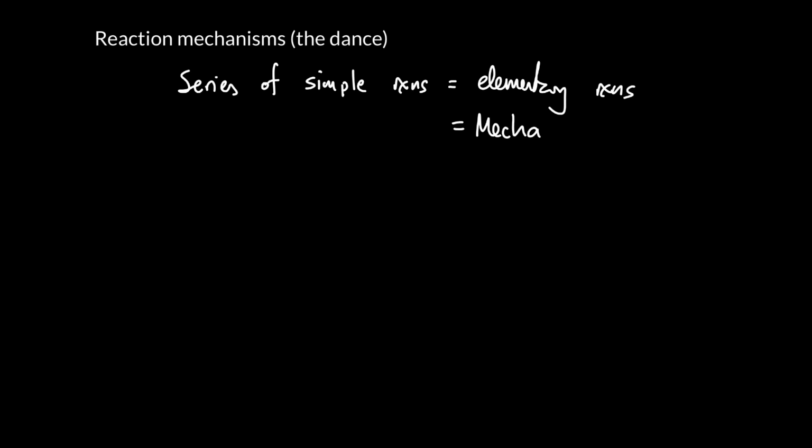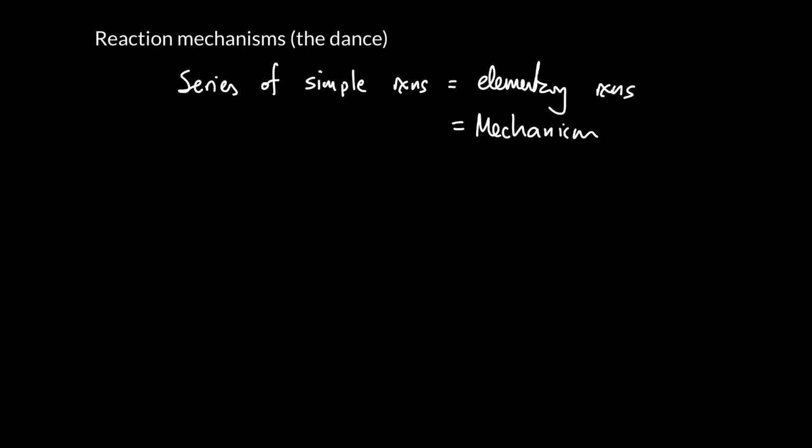There's always a series of simple reactions that have to take place for an overall reaction. This series of simple reactions, we call the elementary reactions. And this overall thing we call the mechanism. So this is the actual way the reaction takes place.